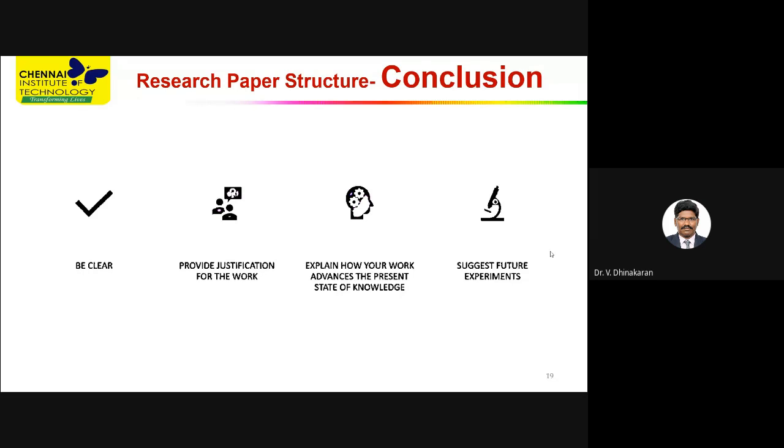In the introduction, you can do a lot of citation. You can do enough citation. And in the conclusion, you should clearly explain how your work advances the present state of knowledge. What enhancement you have made in your research work, and how your results vary from those of other researchers. That has to be clearly concluded in your research work. So you should understand the difference between results and discussion and conclusion.